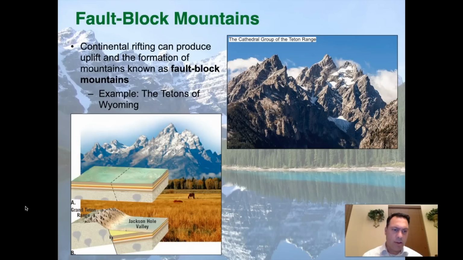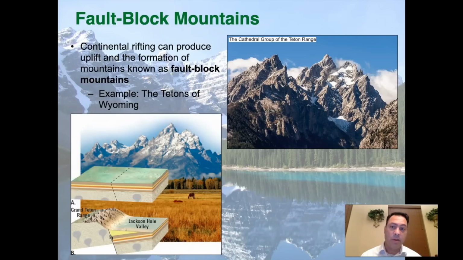Now, paradoxically, you can actually form mountains not through compression, but actually by pulling the mountains apart, or by pulling the continents apart through continental rifting. This is just kind of another way to do things. And we've actually mentioned this in a previous lecture when we talked about the formation of detachment faults, half-grabens and grabens, and you can form very large mountains, very tall mountains in this way. So continental rifting, it turns out, can produce uplift and the formation of mountain blocks called fault block mountains.